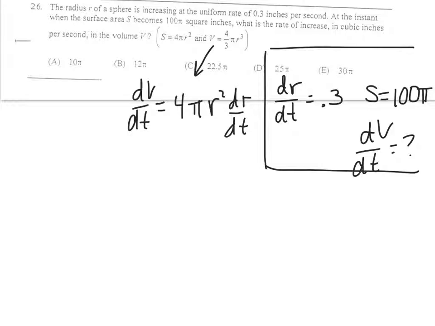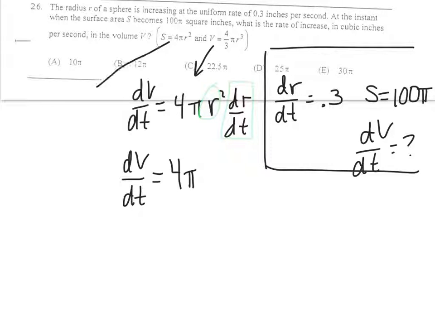I got to put in my dV/dt. Okay, I don't have dV/dt. That's what I want to figure out, so that's fine. That's my variable. I want to figure out 4 pi r. At this particular time, I don't have a value for r. I have dr/dt, so that's good. I got to figure out r. Okay, we can figure that out.